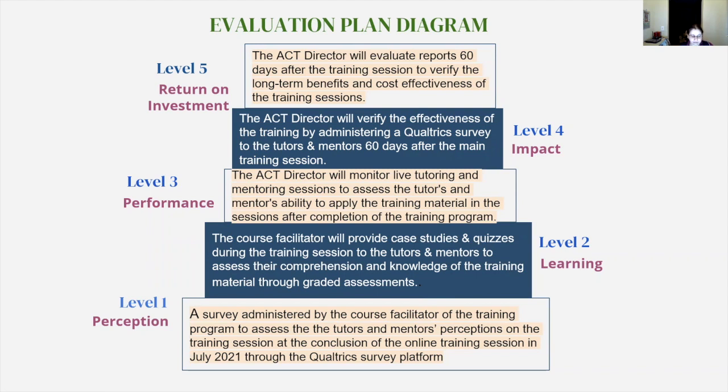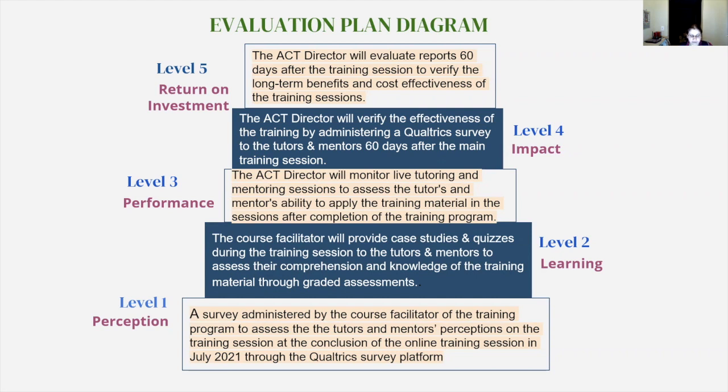Level 3, performance. The Academic Center of Tutoring, or ACT, director will monitor live tutoring and mentoring sessions with the learning support students within ACT in order to assess the tutors and mentors' ability to apply the training material in the live sessions after they have completed the training program. The director will take notes to highlight the strengths and areas of improvement in the live sessions.